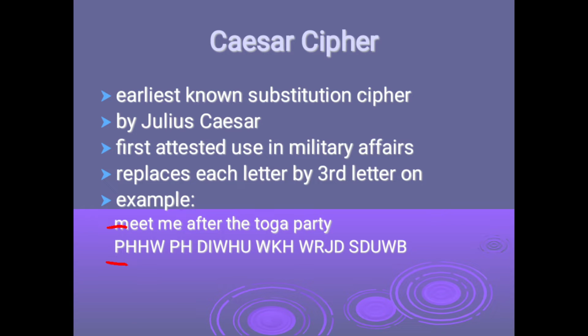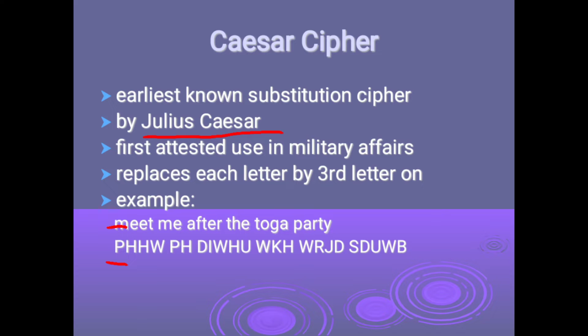Caesar cipher is the earliest substitution cipher method. It was invented by Julius Caesar, so it was named Caesar cipher. It was first attested to be used in military affairs. It replaces each letter by the third letter.